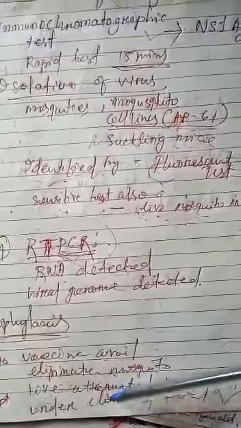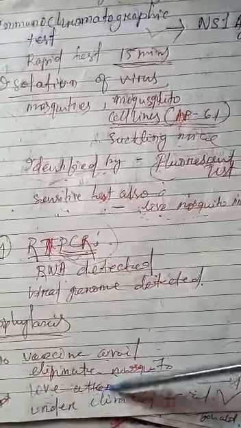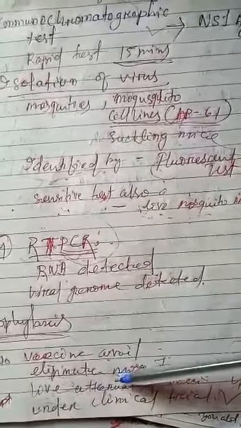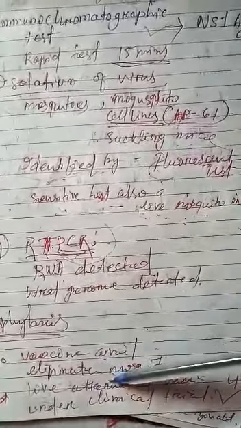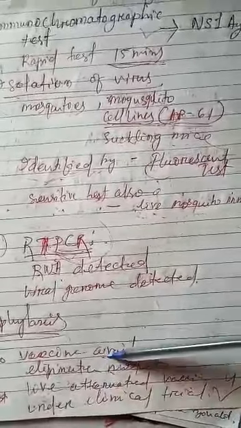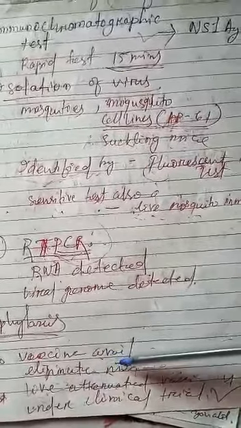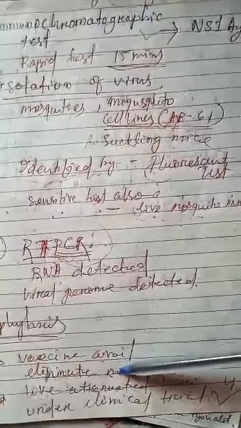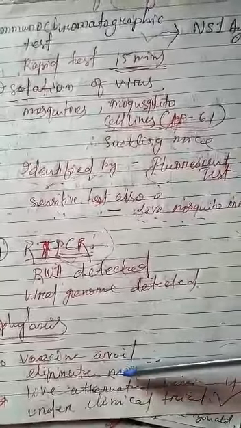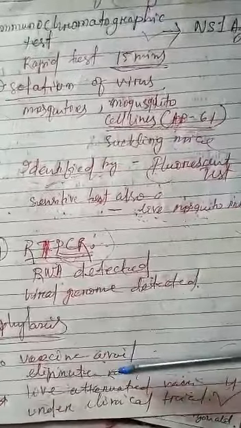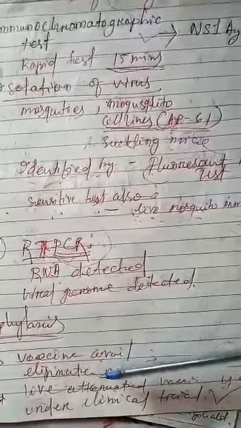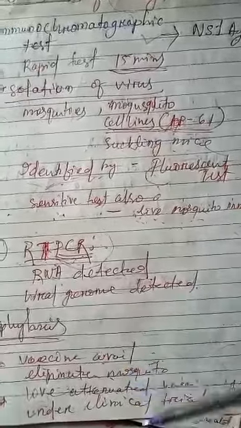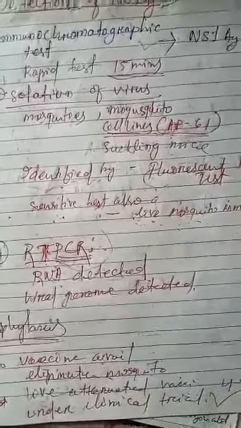Now just memorize that all four serotypes, Den 1, Den 2, Den 3 and Den 4, are the four serotypes of the dengue virus used in trials for preparing the live attenuated vaccines.